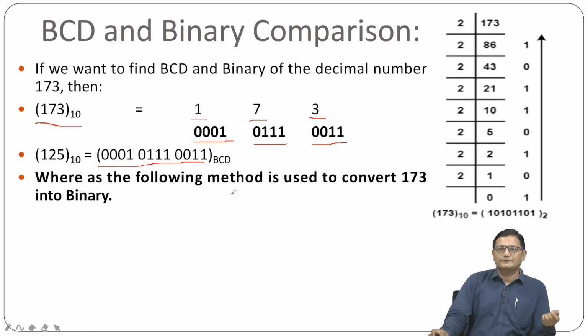But let's suppose you want to convert 173 into binary, you need to do this process, right? Already we have done a lot of examples of how a decimal number gets converted into binary, so I'm not going into the detail of that. But this is the binary number. You just count: here fewer bits are there, here more bits are there. So BCD uses more memory, but it is more convenient than binary. So in our computer we are using BCD.